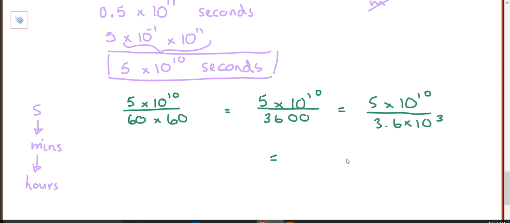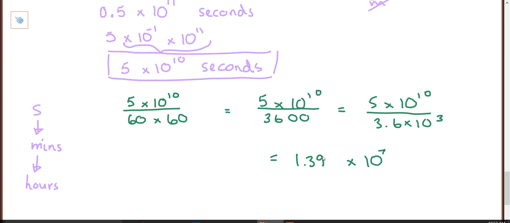So our answer is going to be times 10 to the power of 7. What's 5 divided by 3.6? You can use your calculator for that. 1.389. Should we just do it to three significant figures, shall we? 1.39. It's not too long.